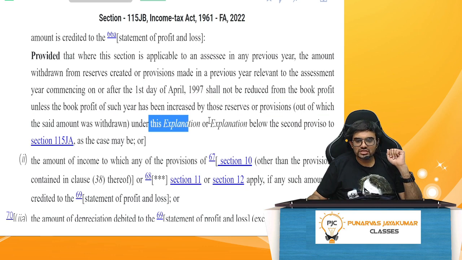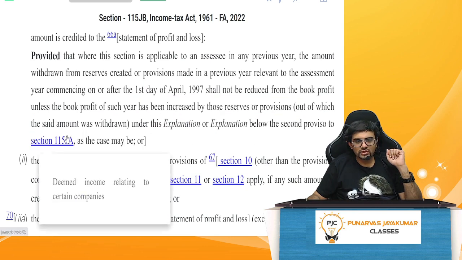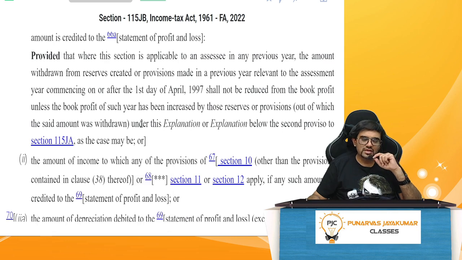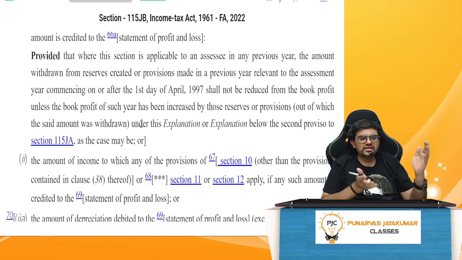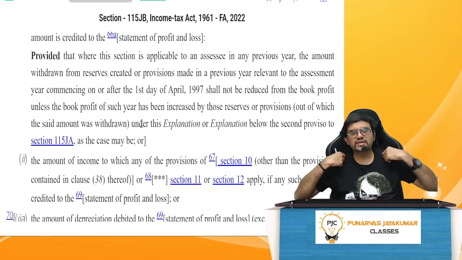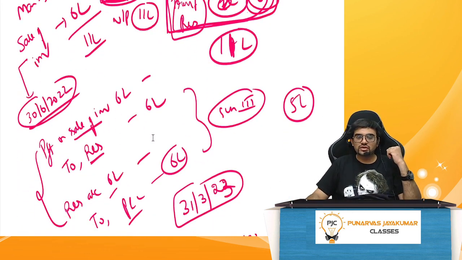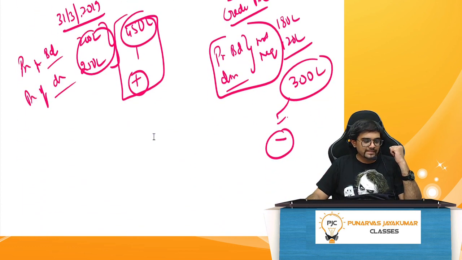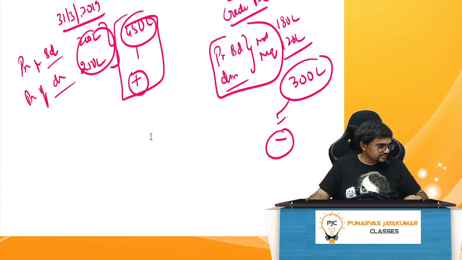Either under this explanation or the explanation below the second proviso on 115JB, it is your deemed income. Whatever the case may be, guys, very simple. Logically, if that year you have debited and added back, and again you have credited whatever is not needed, then you clean the balance sheet and P&L. But doing scam entries like this is absolutely not allowed, right? So this was the next provision, so to speak.